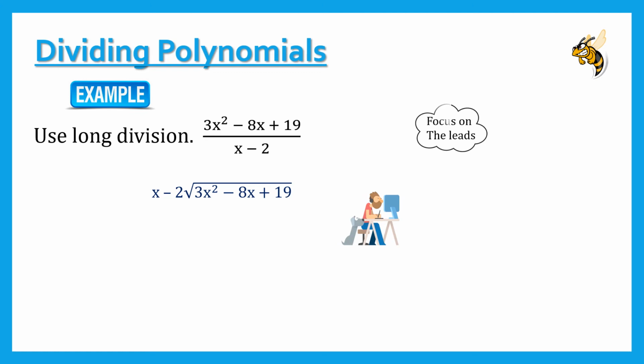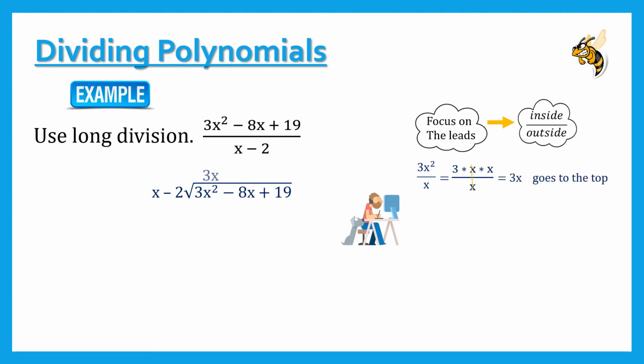We're going to focus on the leads. Remember, it's going to be the inside divided by the outside. So my lead on the inside is 3x squared, and my lead on the outside is x. So it's going to be 3x squared over x. We can factor that. It's going to be 3 times x over x. And the x in the bottom will cancel an x in the top, which leaves it with 3x, and that goes to the top.